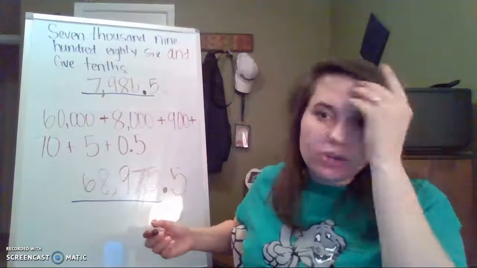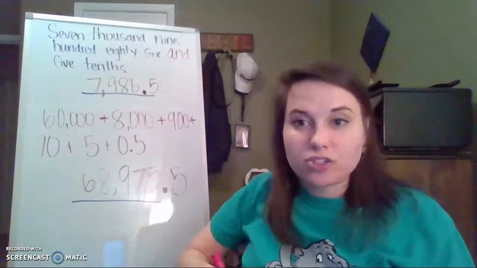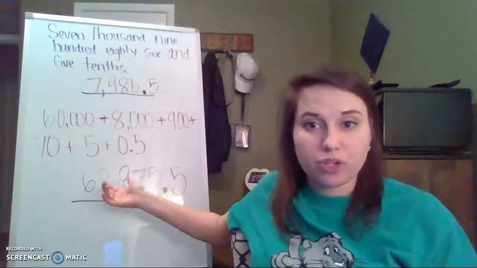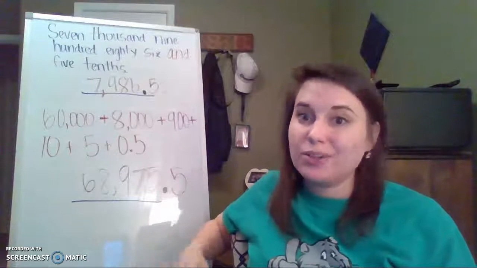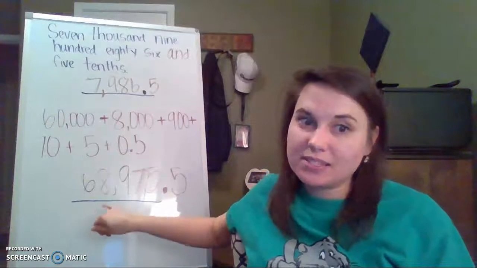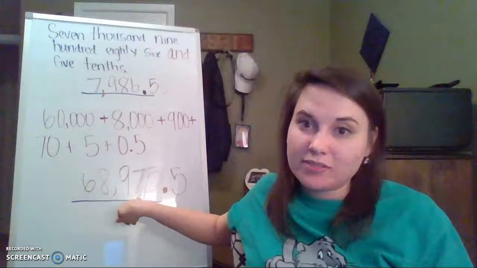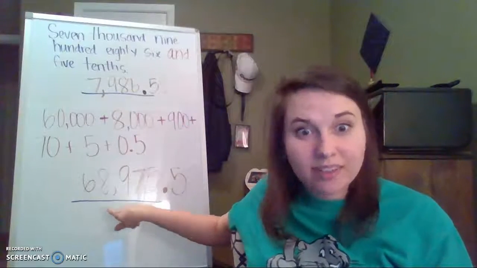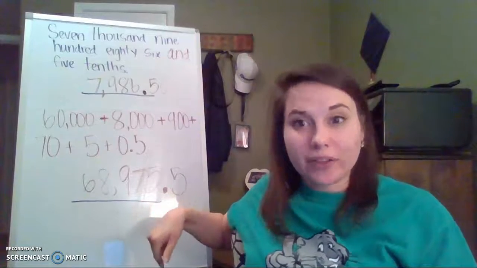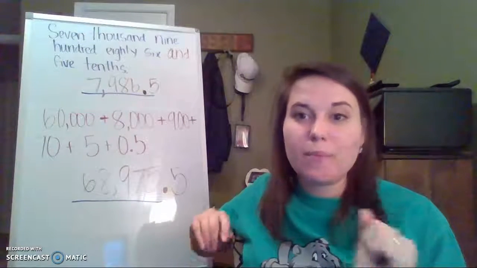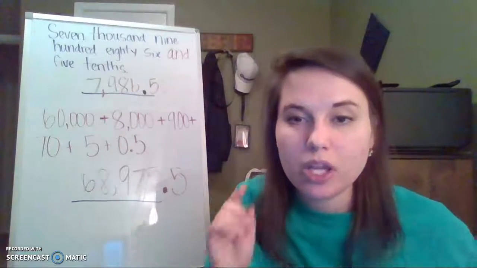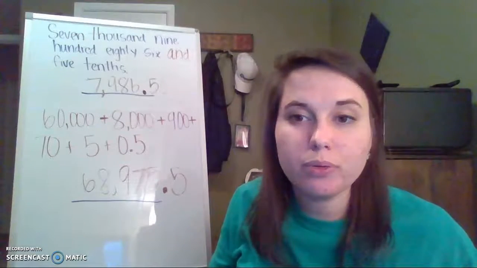So why is this important? I talked a little bit about if you're writing checks or working with money. This is how you make sure you write out the correct amount. Nobody wants to get paid $68.97 if they're supposed to get paid $68,975.50. So make sure you're working with those decimals and lining up your place value. Use a place value chart to help you.